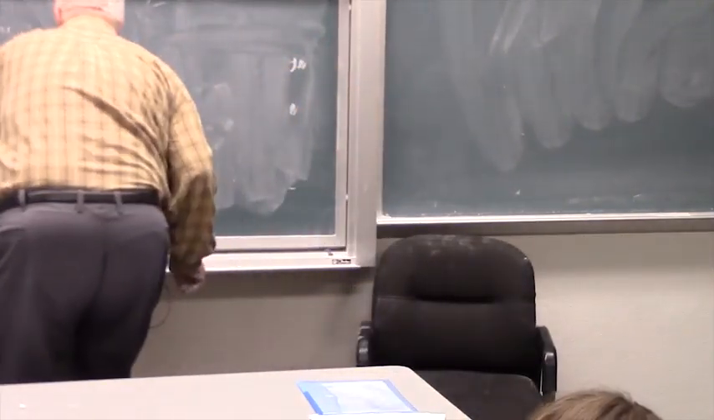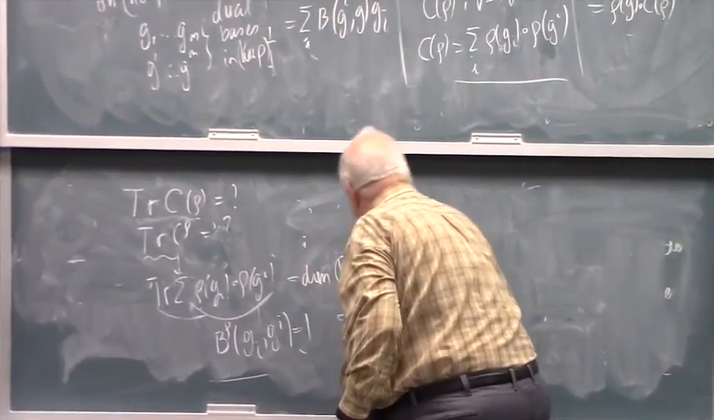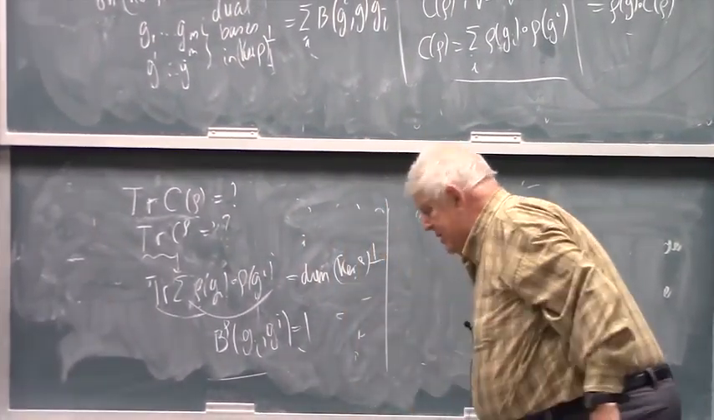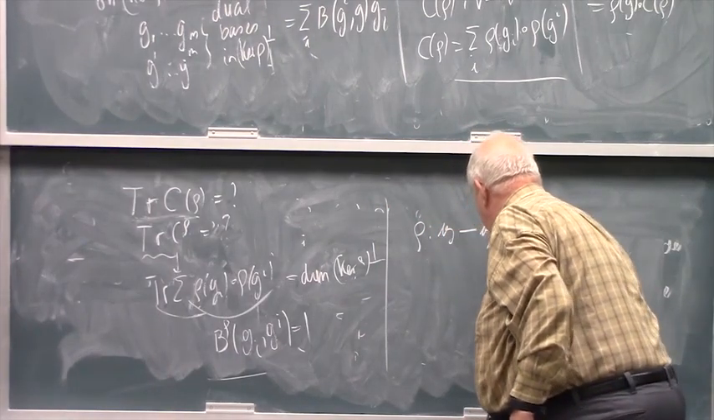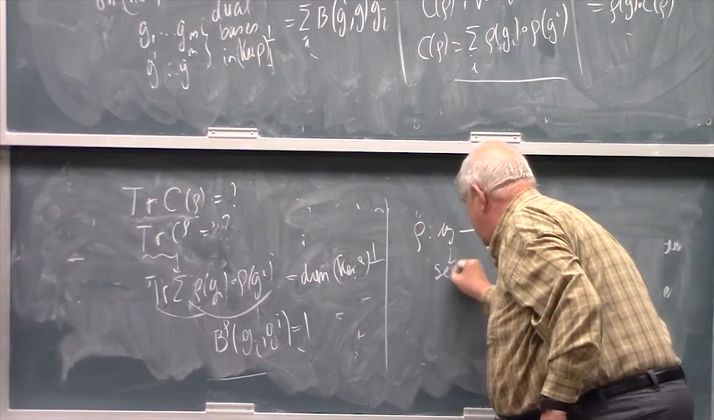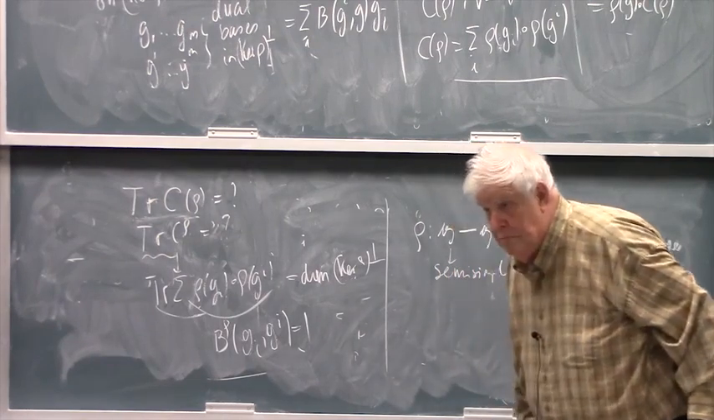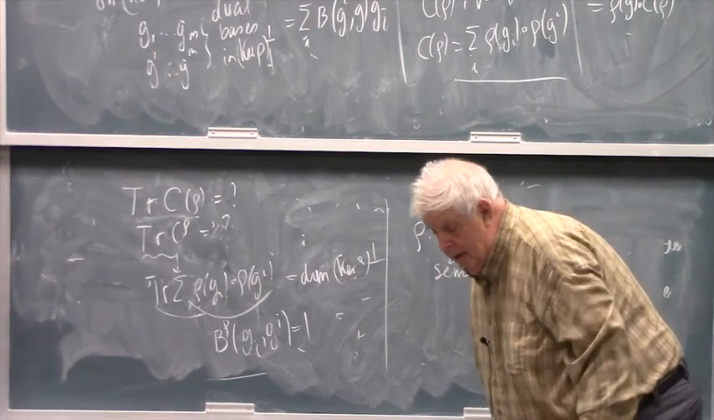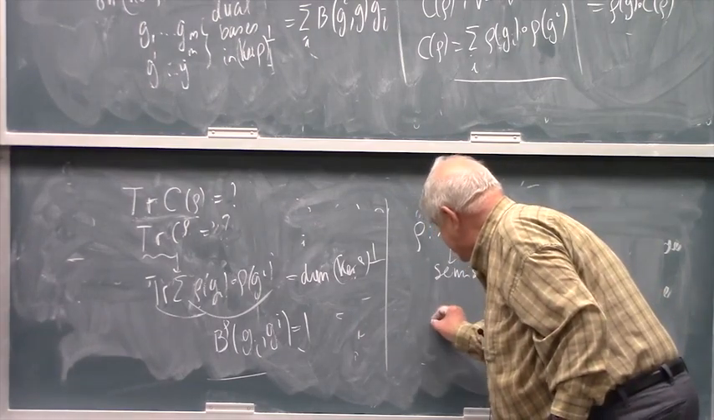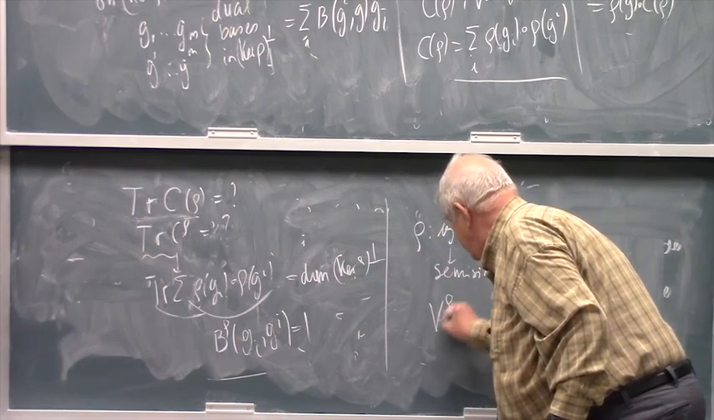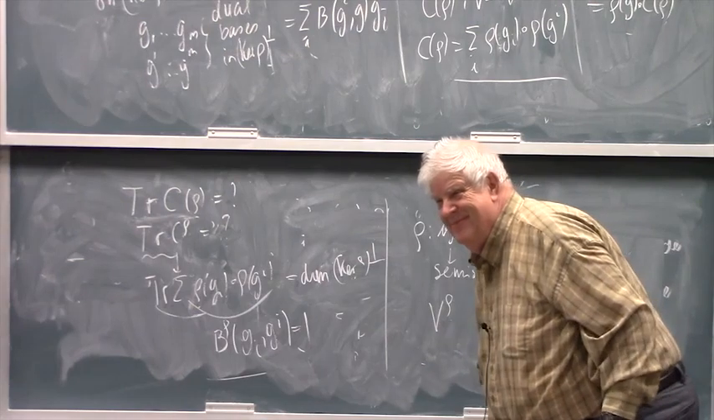So, an application of the Casimir operator to the representation theory. Suppose we have a representation of a semi-simple Lie algebra. Then I do the following. I get two spaces, V super rho and V sub rho.